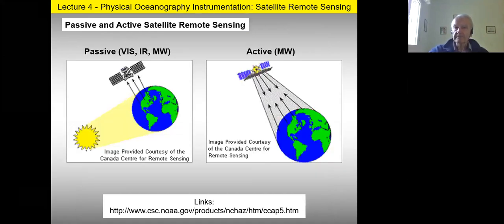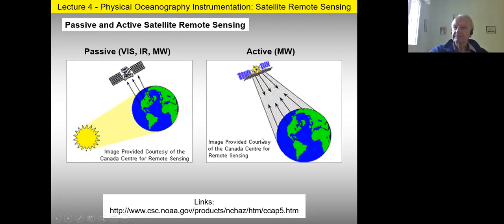Here is the illustration of the passive and active satellite remote sensing. Here is the passive one. So you can see that the sun is transmitting the energy to the sea surface, to the Earth's surface, and then this energy, which is accumulated in the Earth, is then transmitted to the satellite. The satellite then measures this amount of energy, and using a specific algorithm, determines the sea surface temperature, or the same thing for chlorophyll.